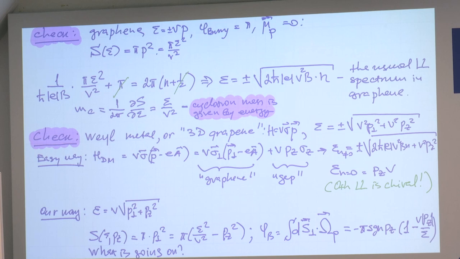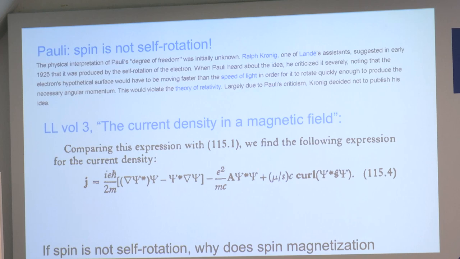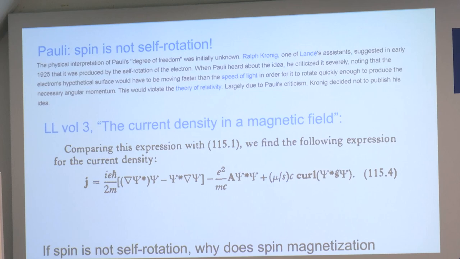So let me give you a bit of history. As you know, the spin of the electron was not discovered immediately. In particular, Pauli explained the Stern-Gerlach type experiment by assuming that there is an additional discrete index associated with electrons, and then people, of course, didn't know what it was.